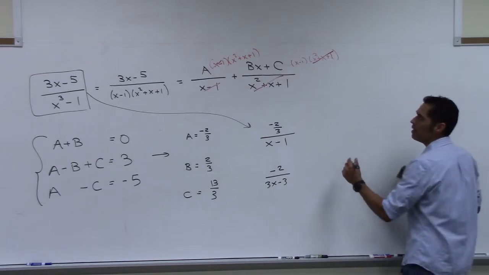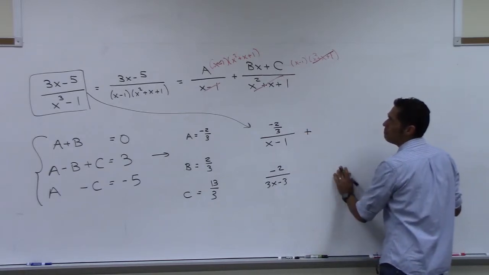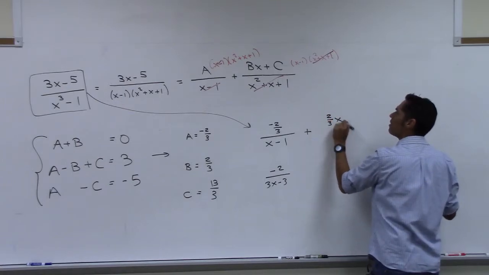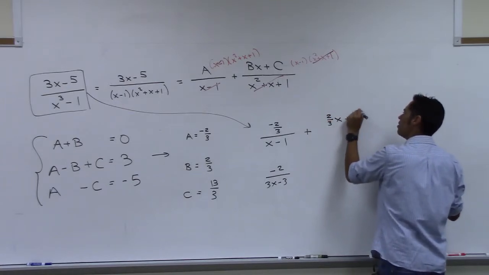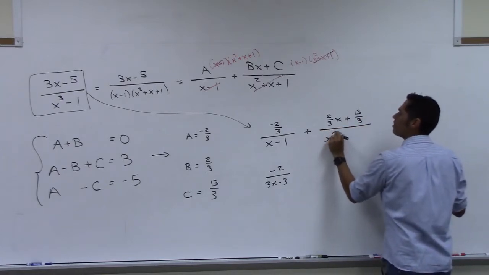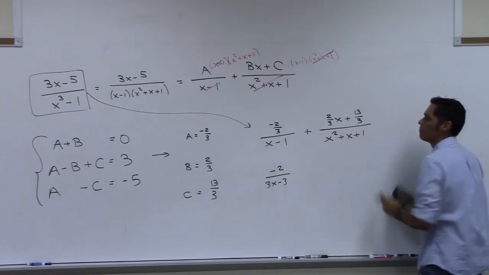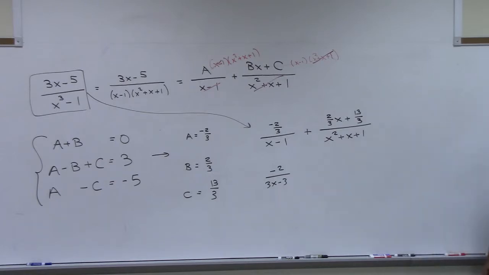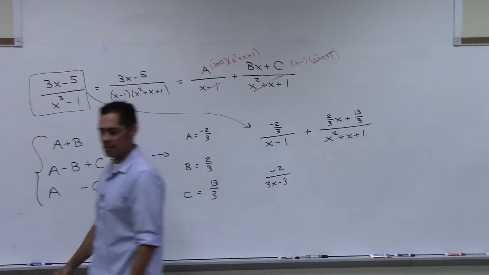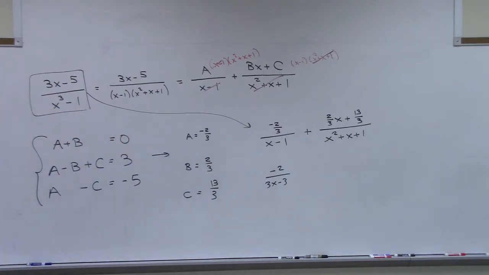So just leave it. And then plus, let's see, Bx, B was this, so 2/3 x plus 13/3 all over x squared plus x plus 1. And believe it or not, in a calculus class, we're happy to see that. Very pleased.